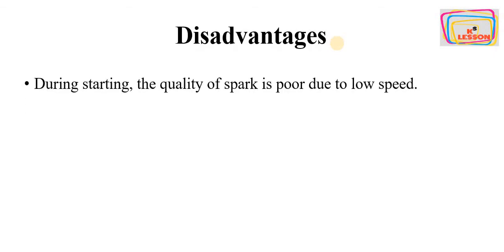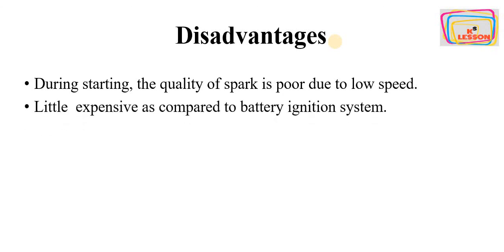Now we will discuss the disadvantages. During starting, the quality of spark is poor due to low speed of rotating magnet or rotating coil, but at higher speed it works well. At low speed, this is its drawback, that there is less current produced, and spark is poor due to less current produced inside the coil. It is also a little expensive as compared to battery ignition system.